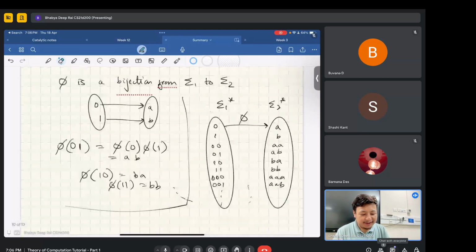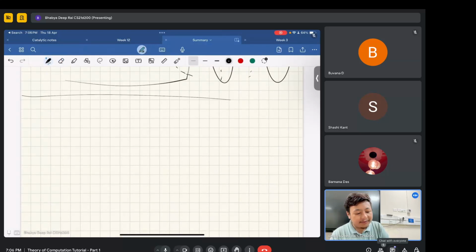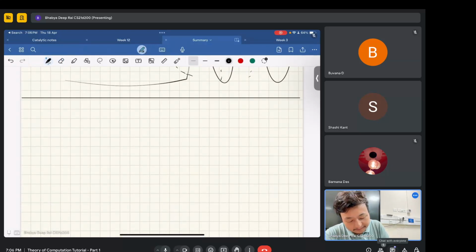So, a nice idea would be, if my language is of this form, let me think for a while. A non-trivial example, I'm not exactly getting that, but if my language is of this form, 0, 1, yeah, so here I have it.